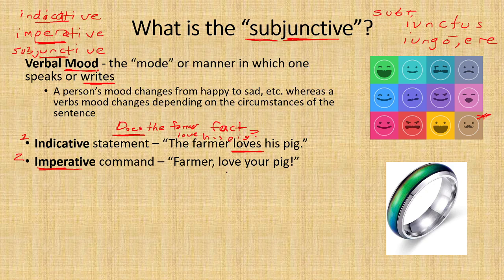It isn't necessarily stating something as a fact, the farmer loves his pig, but it's telling some farmer, hey, farmer, love your pig. So just as a person might be happy or sad, our verb can also be, rather than being an indicative statement of fact, a command. So, hey, farmer, I'm not sure if you love your pig or not, but please love your pig. So there's our second option for verbal mood.